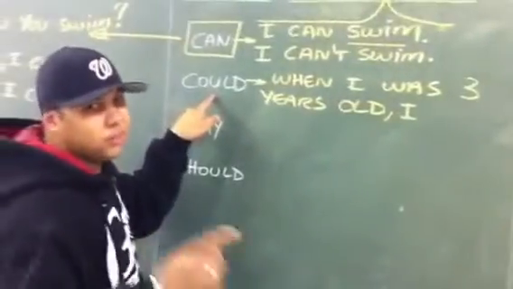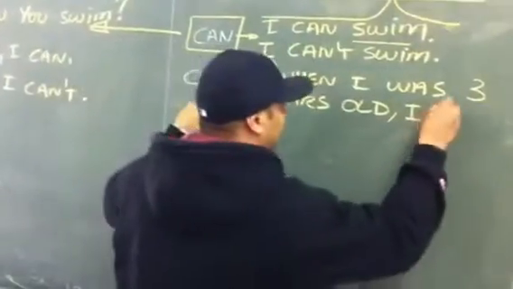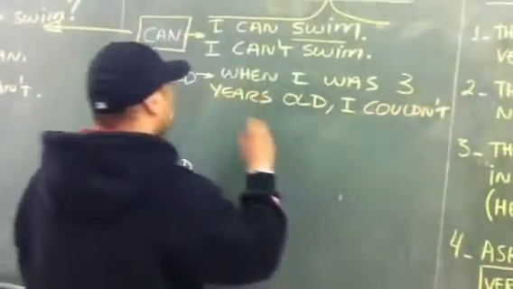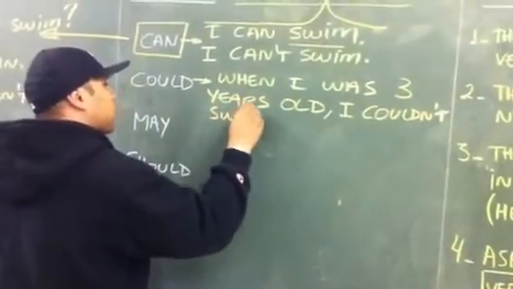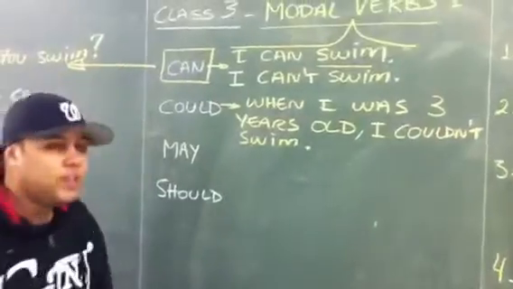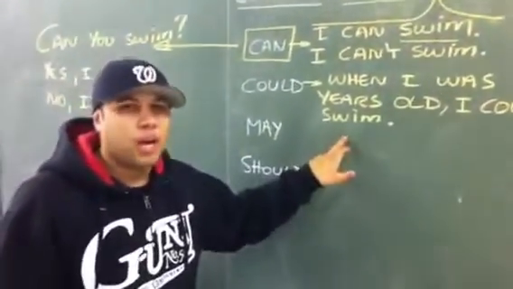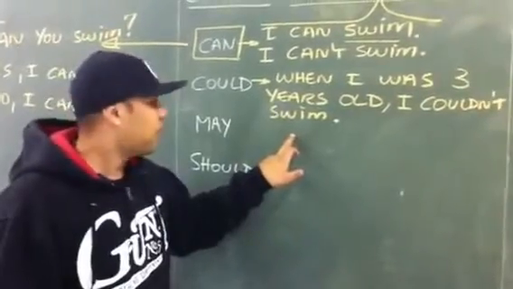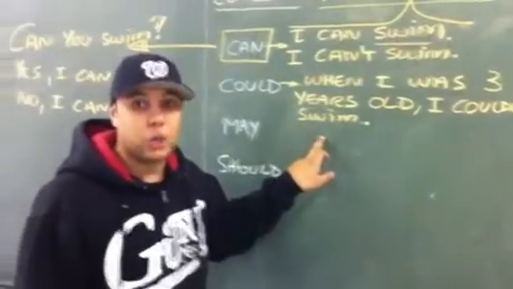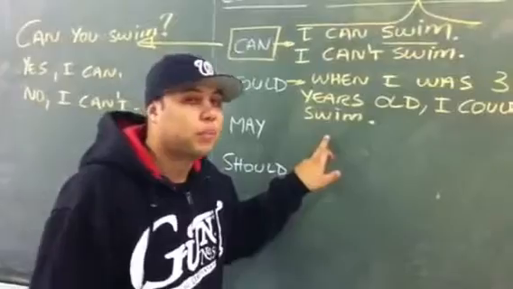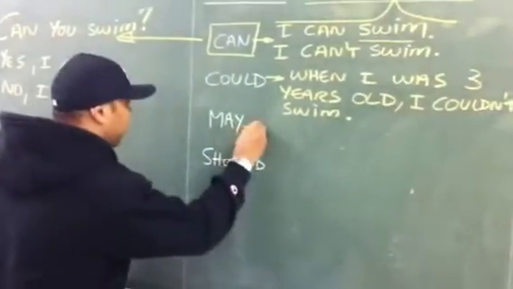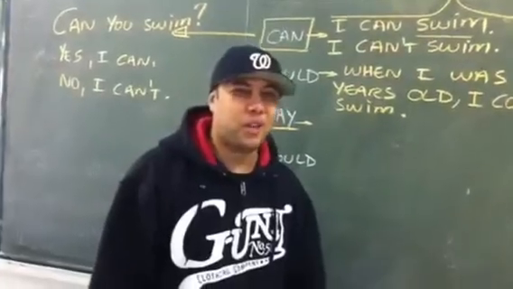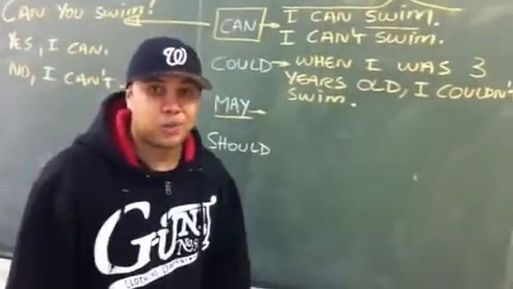Could is the positive, but it's the negative now. I couldn't swim. But even though I couldn't swim, I would ask my mom if I could go to the pool by myself. And my mother would always say no. And you know the question that I asked her to ask for permission? That was using may. I was like, Mom, please, I know I'm 3 years old, but may I go swimming?